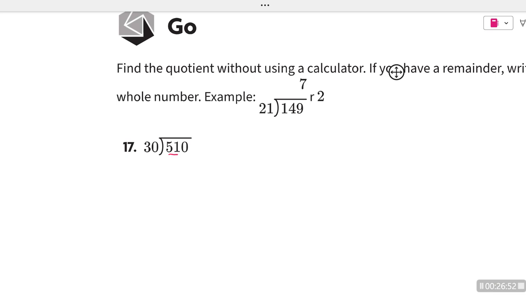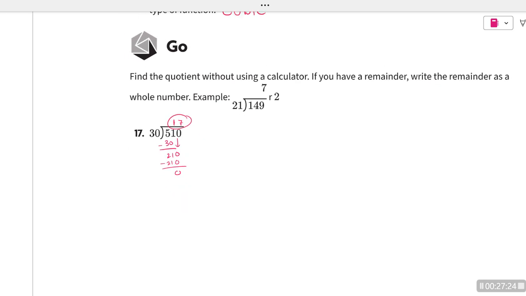30 doesn't go into 5, so let's go to our second digit there. So 30 goes into 51 one time. 30 times 1 is 30. So if I subtract those, I get 21. I'm going to pull my 0 down. 30 goes into 210. Well, let's think of 3 and 21. That goes in 7 times. So 3 times 7 is 21. So 7 times 30 is 210. We're left with no remainder. So our answer is just 17.